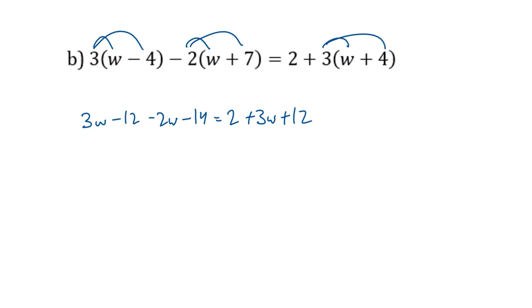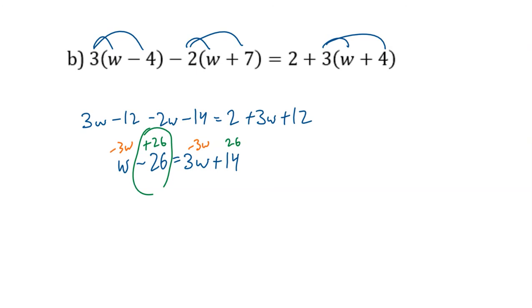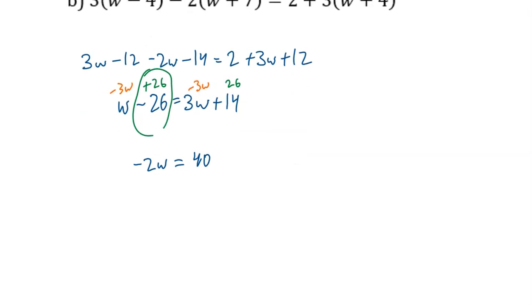So I'm going to collect like terms. 3W minus 2W is 1W, minus 26. And I only have the 3W here. And 2 plus 12 is 14. Now I'm going to add 26 to both sides, because they have to have opposite signs. And I'm going to subtract 3W from both sides. Okay. And W minus 3W is negative 2W. So that's what you would have got if you had canceled them in the first place. You'd get the same thing. And 14 and 26 is 40. What's my last step?